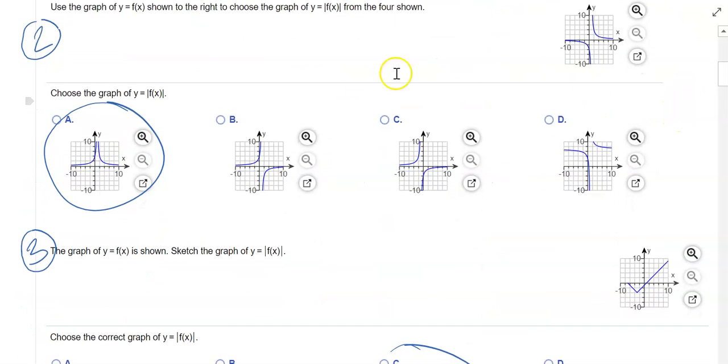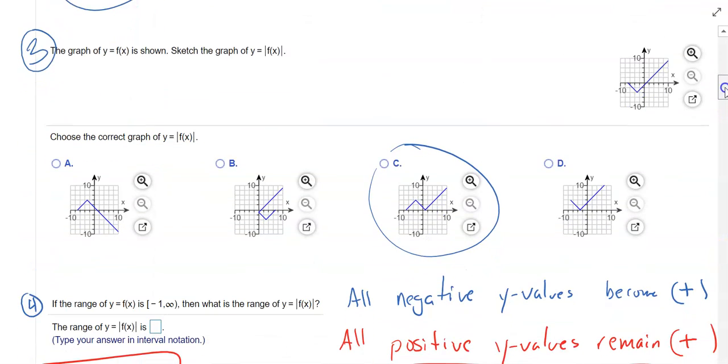And in the next example, same type of approach. All of these y values are positive, so it will remain the same. All of these negative y values would then become positive and look like this. In the next example, we have all of these positive y values. They will remain the same. All of these negative y values will pivot at the x-axis and reflect and look like this.